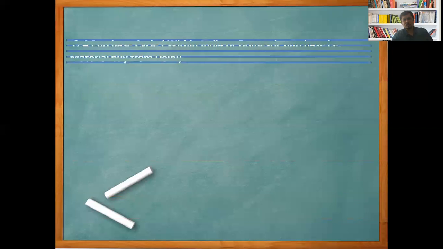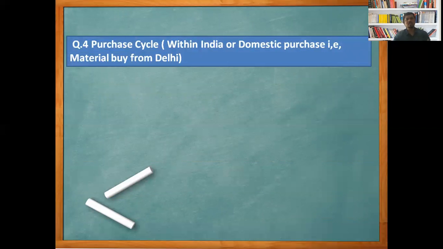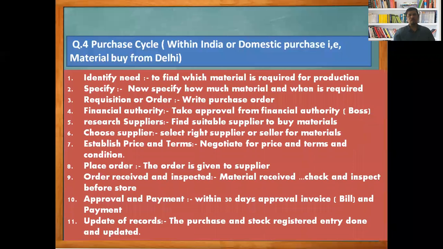Now let us think about the procedure of the purchase cycle within India, a domestic purchase, for example buying material from Delhi. If I have a factory in Mumbai and I want to purchase material from Delhi, what is the basic purchase cycle? What steps are involved? Now look at them one by one.